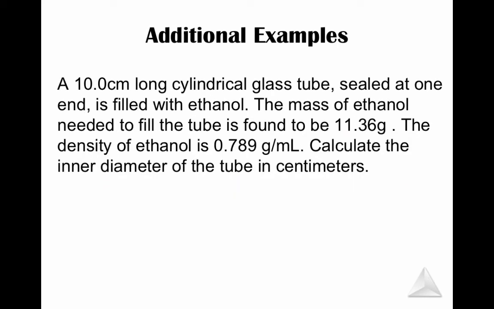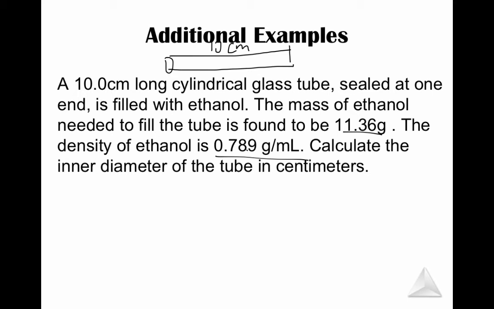So we have a 10 centimeter long cylindrical glass tube. So let's just kind of think about this. Okay, this is 10 centimeters long. Okay, it's sealed at one end, it's filled with ethanol. The mass of the ethanol needed to fill the tube is found to be 11.36 grams. The density of ethanol is 0.789 grams per milliliter. Calculate the inner diameter of the tube in centimeters.